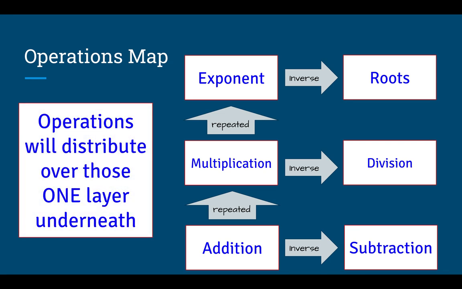So the rule I want to give you is that for each layer, they will distribute. Exponents and roots will distribute over multiplication and division. Multiplication and division will distribute over addition and subtraction, but they won't do an extra layer going down, and that's probably the main misconception that people have, times when they do it when they don't think they can. Also, most of the inverses, people don't realize that they can do those just the same.